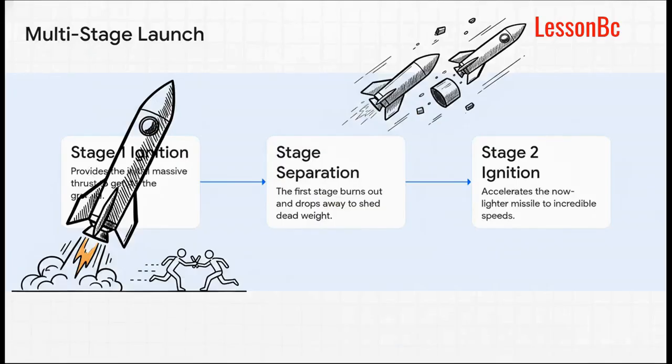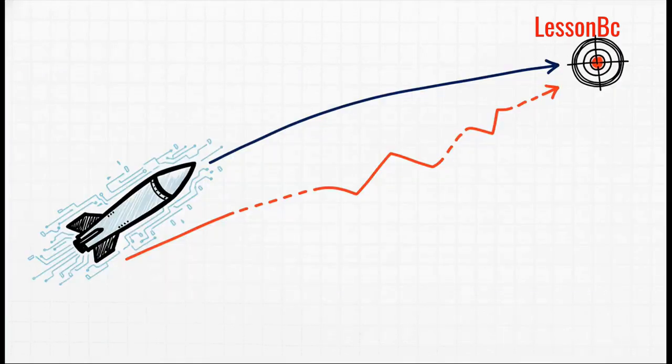To make that climb as efficient as possible, most of these missiles use multiple stages. Think of it like a relay race for rockets. The huge first stage does all the heavy lifting to get things off the ground. Then, once its fuel is spent, it just drops away, getting rid of all that dead weight. That allows the smaller second stage engine to fire up and push the now much lighter missile to even more mind-boggling speeds.